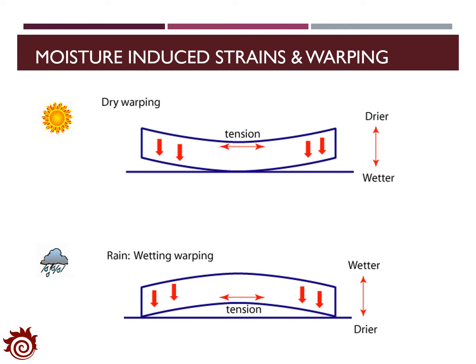The figures here show the strain and warping effect caused by the moisture contents at the surface and bottom of the PCC slab. On top, we can see the dry warping effect, where the moisture contents on the surface is much smaller than that at the bottom, and we will observe the tension is mostly applied at the surface of the slab. While for the raining day, we can observe that the moisture contents on the surface of the slab is higher than that at the bottom, which will cause the wetting warping, and the tension is mostly applied at the bottom of the slab.